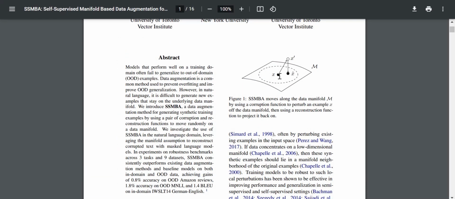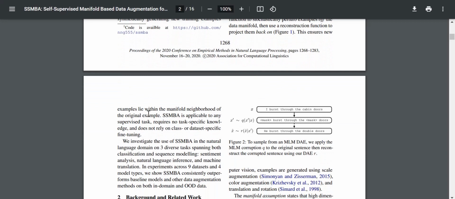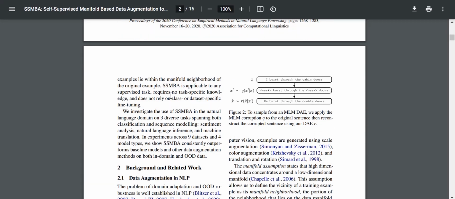So if you have a manifold M and you have a sample x, then the corruption function pushes it off the manifold and the reconstruction function ideally brings it back to the manifold M. This ensures new examples lie within the manifold neighborhood of the original example. SSMBA is applicable to any supervised task, requires no task-specific knowledge, and does not rely on class or dataset-specific fine-tuning. You've seen that this is just a general approach of corrupting and reconstructing examples.